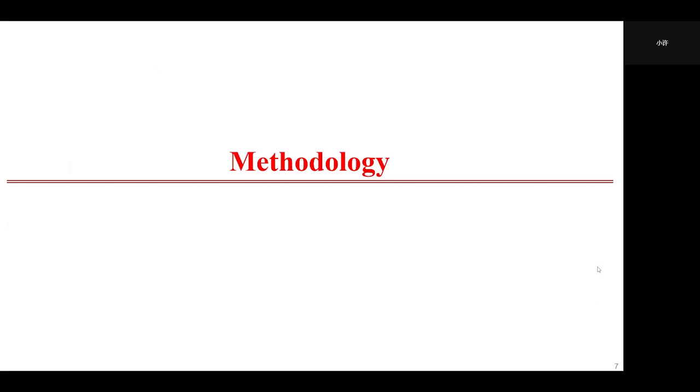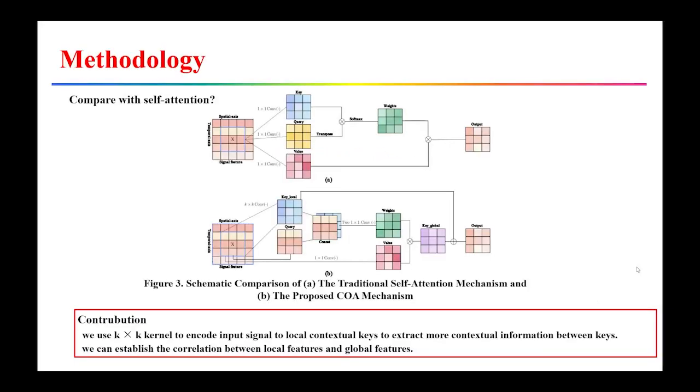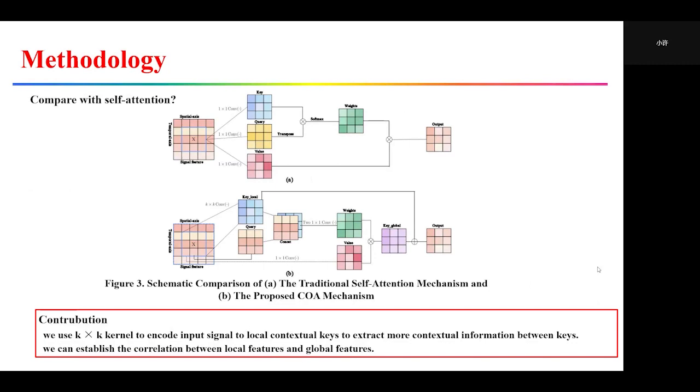In this part, we will introduce our methodology. In this section, let us rethink the traditional self-attention. We generate queries, keys, and values by multiplying the input feature map with the embedding matrices respectively. We can obtain each embedding matrix by a 1 by 1 convolution. Then, the relation matrix is obtained through K multiplied by query. The final output matrix is obtained by multiplying the value with the relation matrix.